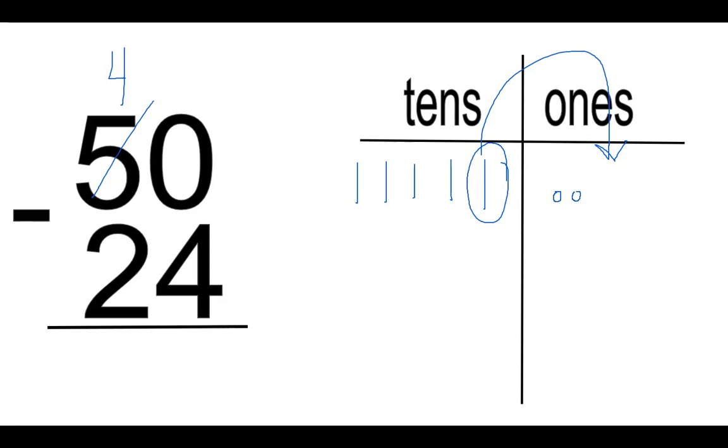1, 2, 3, 4, 5, 6, 7, 8, 9, 10. All right, now can I take 4 from 10? And make sure you go ahead and do this here. Bring your 10 over. 0 plus 10 is 10. Can I take 4 from 10? I sure can. 1, 2, 3, 4. How many do I have left?